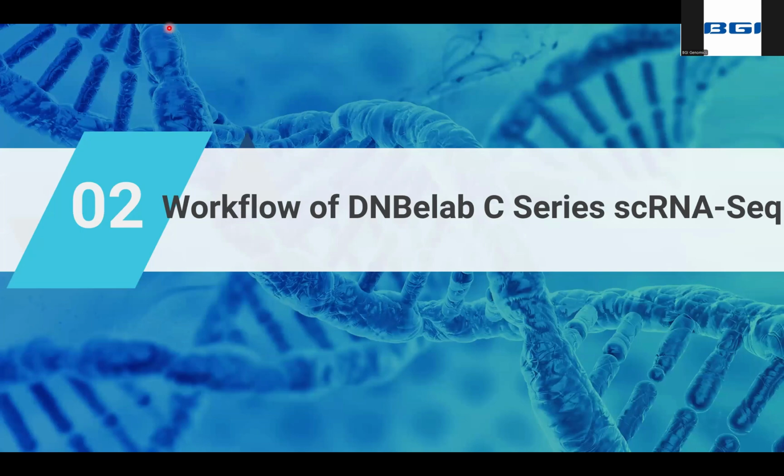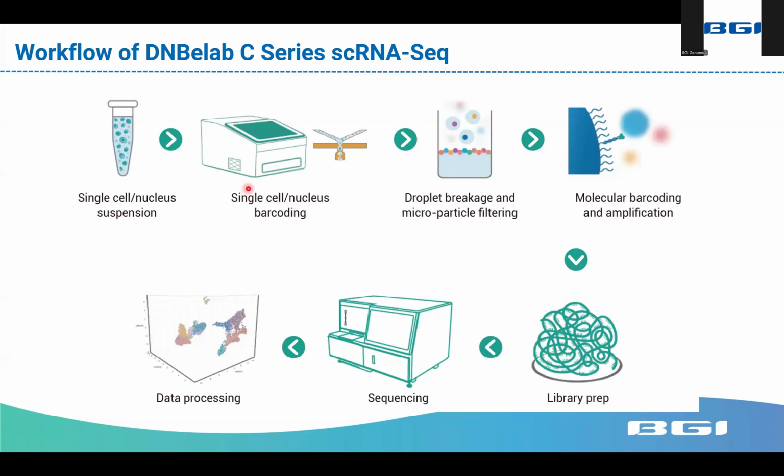The first part will be the workflow of DNBelab C series single-cell RNA-Seq. This is the overview of the workflow. At the beginning, we need to obtain a single-cell or nuclear suspension. Then we use the droplet generator machine, which we call the TAM4, to perform cell sorting and barcoding. After droplet breakage and molecular barcoding amplification, we will harvest the cDNA. Then the cDNA will be used to construct the library and for sequencing. Finally, we use this data to do bioinformatic analysis and visualization.